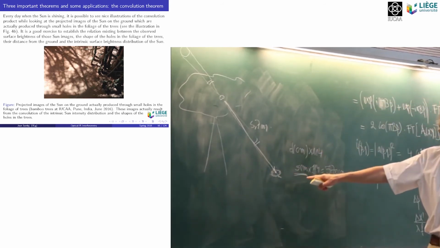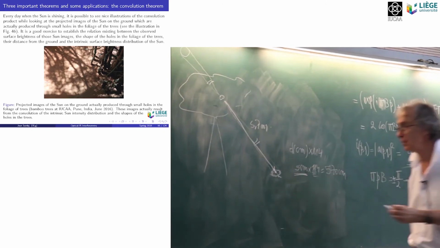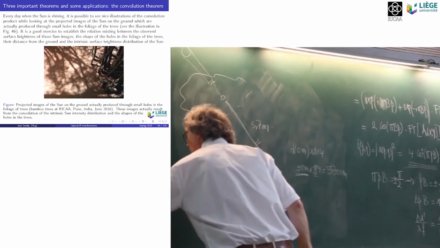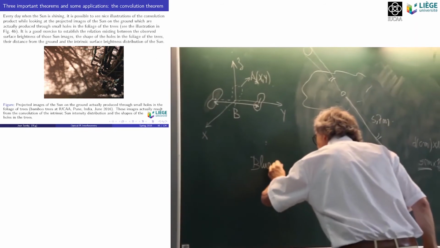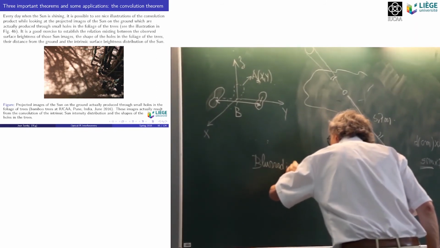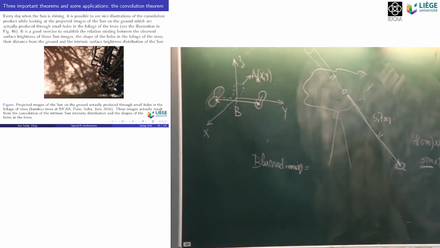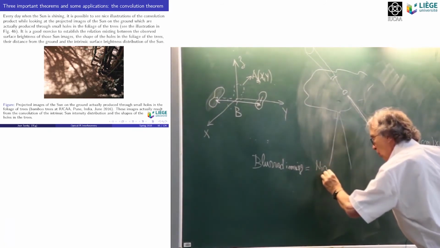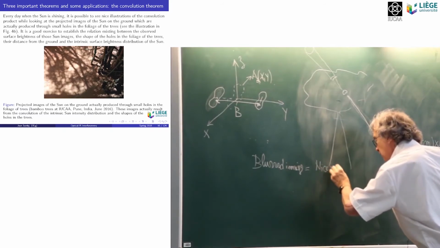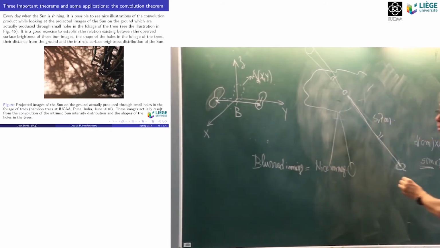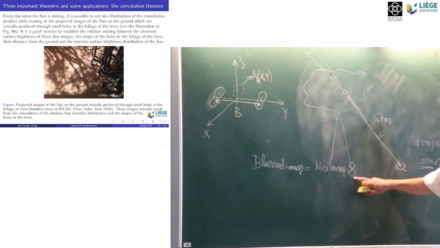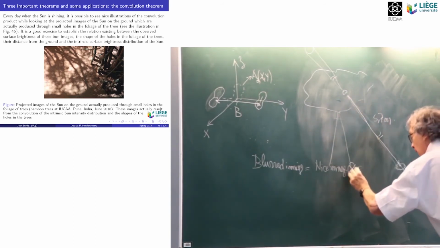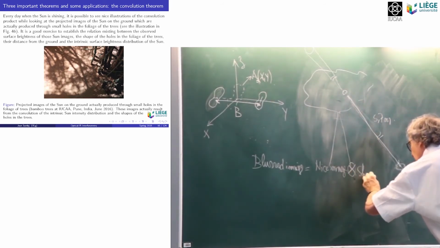And what is in fact the blurred image that you see? You could show that the blurred image is equal to the nice image, the image of the sun if the hole was small, convolved, I represent this as a convolution, multiplication, by what? By the shape of the hole.